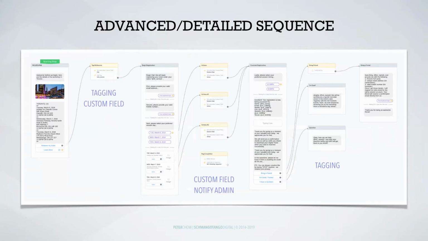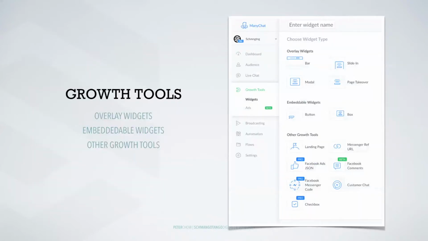All right. So growth tools, let's get into the many growth tools that are available. Growth tools, as you can see here, this is part of the interface from within ManyChat. You can see that there's overlay widgets, there's embeddable widgets, and there are other growth tools. The one with the blue Pro tag on top of the icon just means that you need a Pro account in order to use that. Otherwise you cannot use that. You can just use everything else.